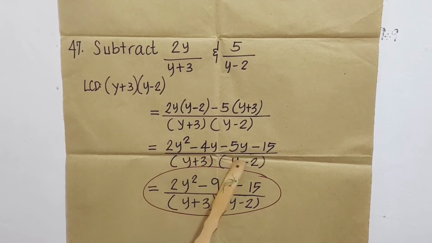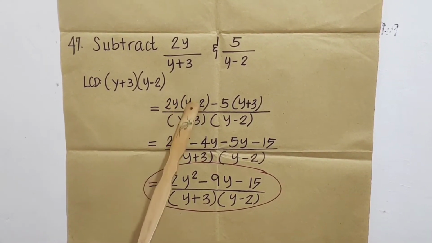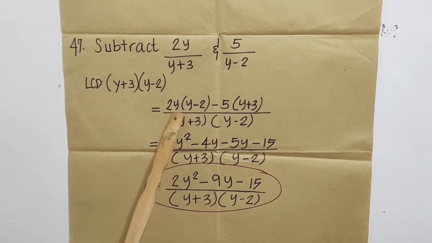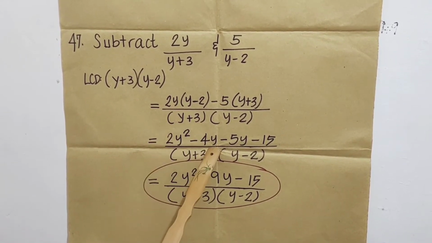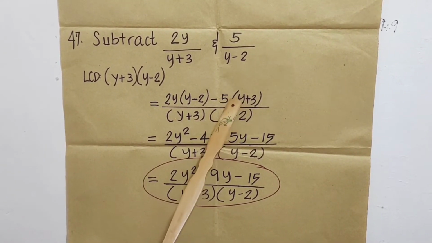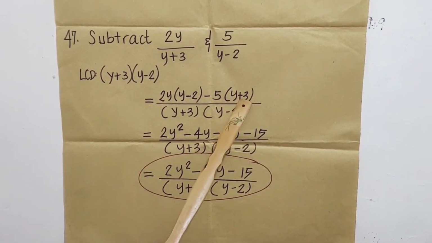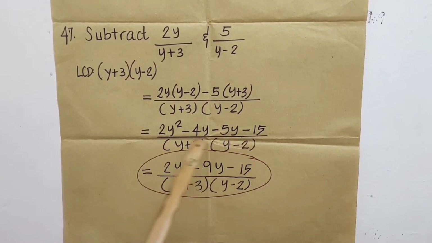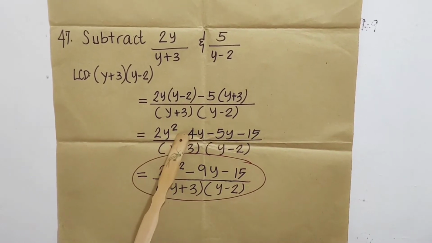Then the next step is to simplify, meaning we're going to remove all the symbols here. So we multiply 2y times y equals 2y squared, and 2y times negative 2 gives negative 4y, and negative 5 times y equals negative 5y, and negative 5 times positive 3 equals negative 15. Then copy the denominator. Next, we're going to simplify the numerator.